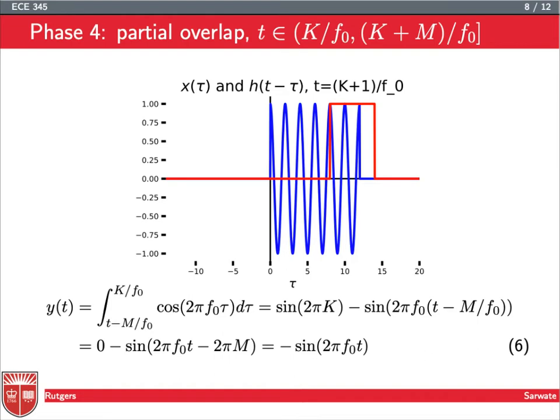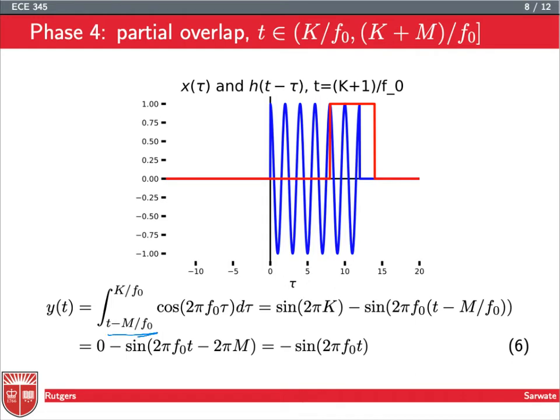Okay, in phase 4, the box starts to leave, and again remember this is t, and over here is t minus m over f0. And so what is this point here, though? This point is where the integral is going to end, and this is k over f0. That's the length of the beep.